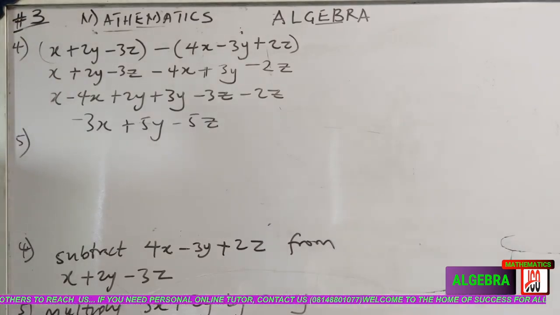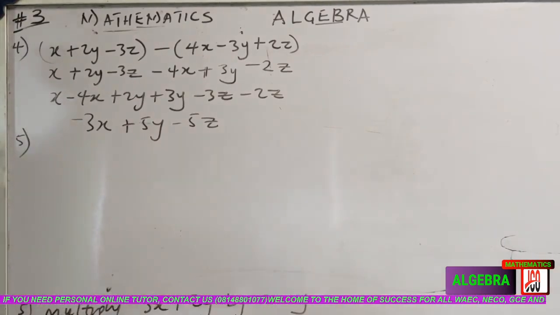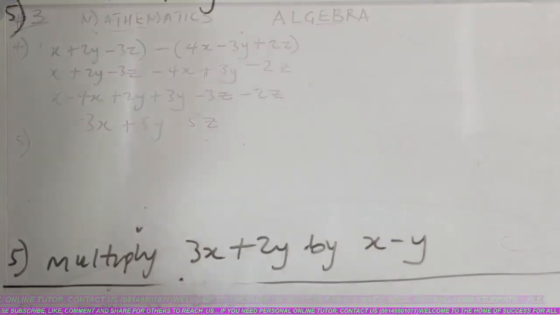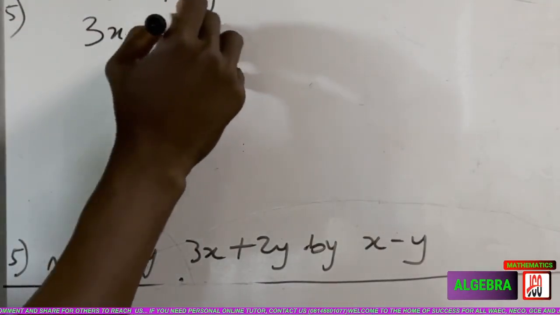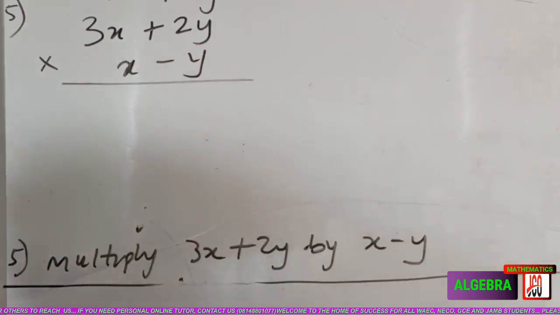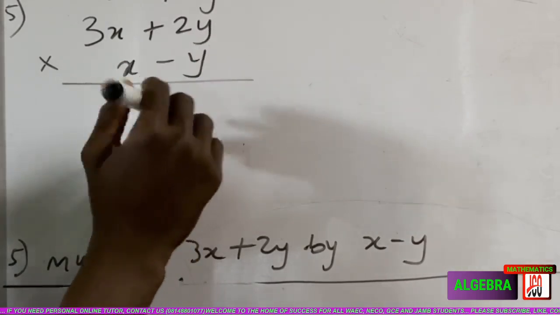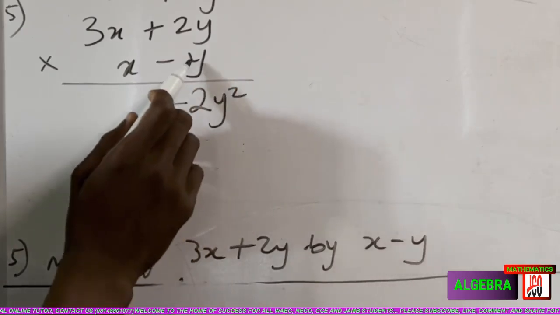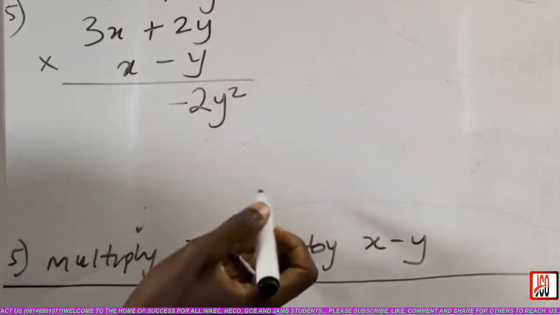Now, lastly, we are going to question number 5. Question number 5 says, multiply 3x plus 2y by x minus 1. So I have 3x plus 2y times x minus 1. So take it gradually. Minus y times 2y will give you minus 2y square. The y will multiply the y, which is y square. Minus times plus is minus, then the 2 comes down.